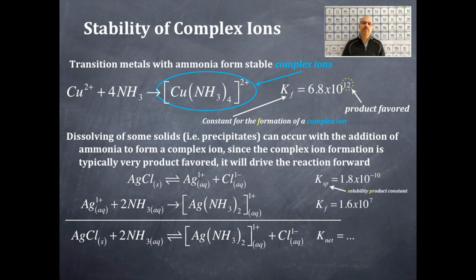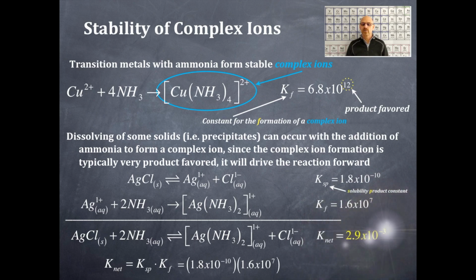If you remember back to the equilibrium unit, when we add up equations, what do we do to the K's to get the K net? Well, we have to multiply them. So the K net is the Ksp times the K of formation. We take 1.8 times 10 to the negative 10, multiply that by 1.6 times 10 to the 7, and we get this value right here, 2.9 times 10 to the negative 3.